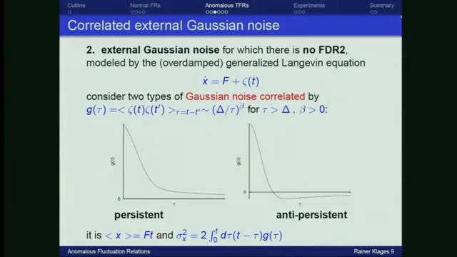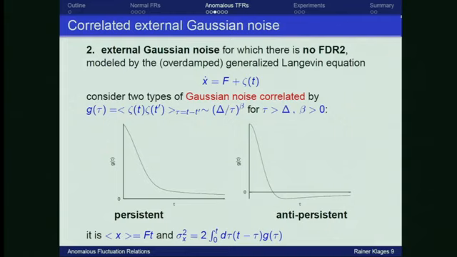And now, in fact, the point is that we break the fluctuation dissipation relation 2 and consider what's going on. So we have no FDR2. That means we model that by this generalized Langevin equation without assuming that we have a balance between the friction on the left-hand side and the forcing. Okay. So in fact, we correlate the noise, as you see here.